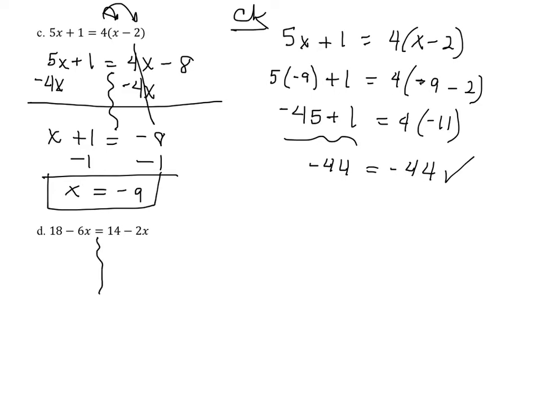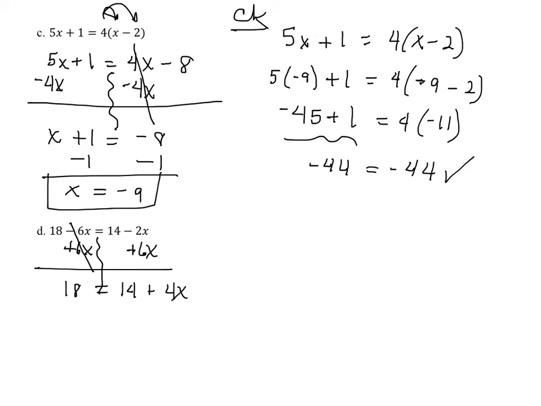I need to jump the fence to get the variables together. And for this one, I'm going to add 6x to both sides. The reason why I did that, you don't have to, you can add 2x, but I like to get rid of my negatives if possible. So the negative 6x and a positive 6x will add out, and I get 18 is equal to 14 plus 4x.